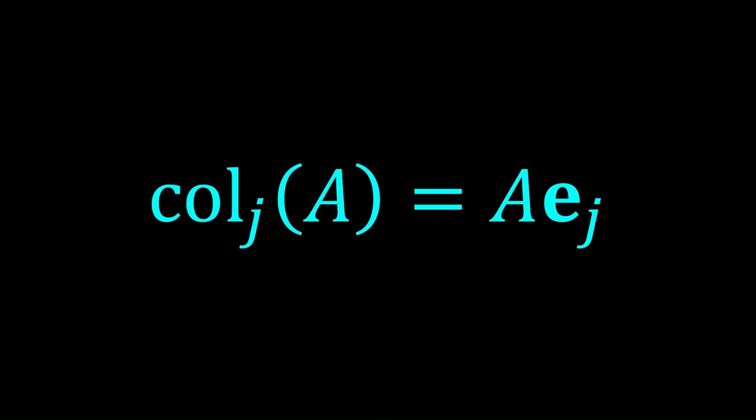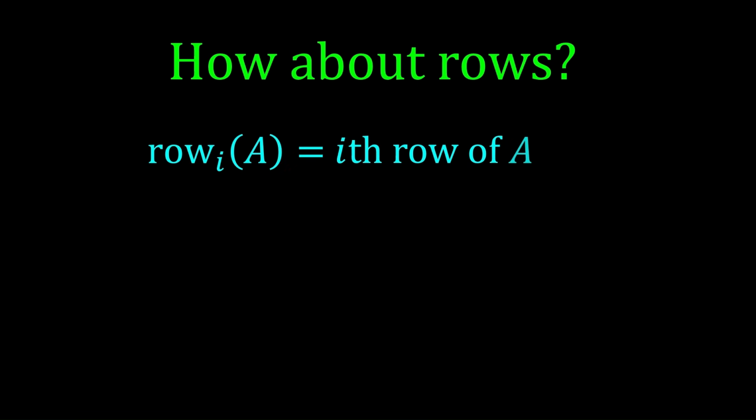Okay, so the jth column of A is A e_j, but how about rows? Well, we don't actually have to do much else. We can just use the transpose, because the transpose acts as a bridge between rows and columns. The ith row of A is actually the ith column of A transpose.